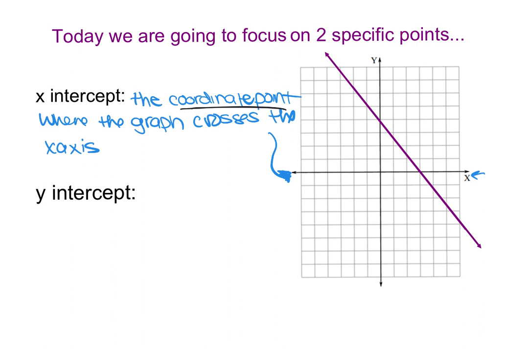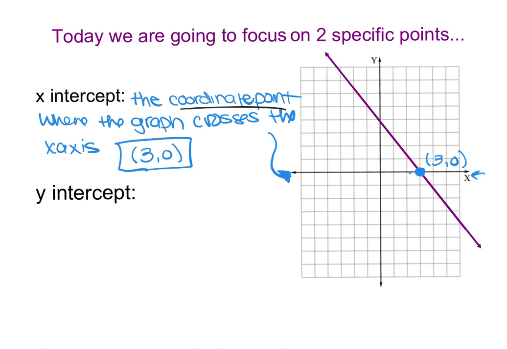If I look at my line in purple, I can see that the coordinate point where I cross the x-axis is right here. The coordinate at this point that I just plotted occurs when x is 1, 2, 3, and y is 0. So in this example, our x-intercept point is at x is 3, y is 0. That is our answer, the full coordinate point.